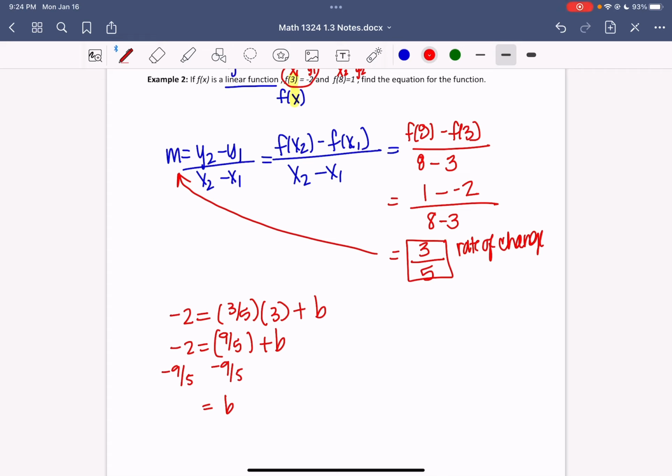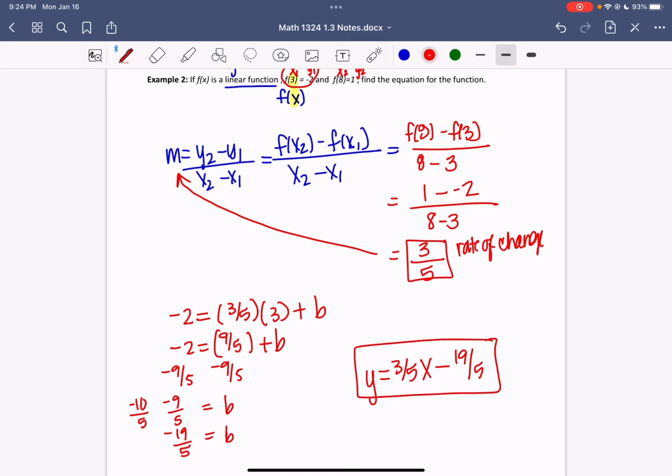Again, you can use your calculator to assist you with this, or I'll just do this by hand and do my common denominator. So that would be a -10 over 5 minus that 9/5. And so then that gives me a -19 over 5. So now that I have my b, I could write this final function. This is y is equal to 3/5 x minus 19 over 5.